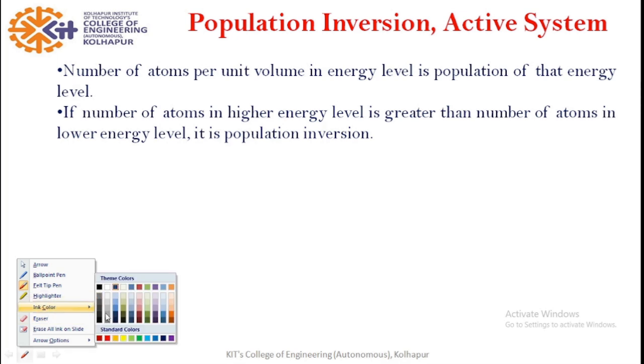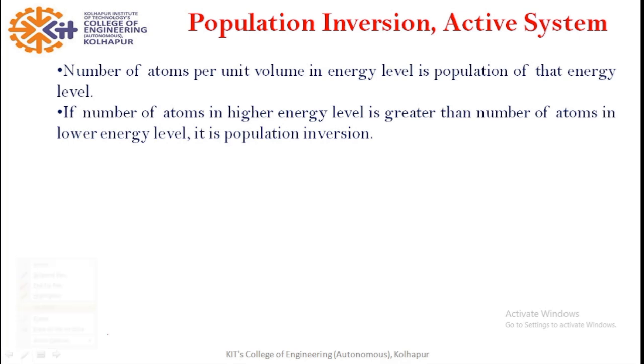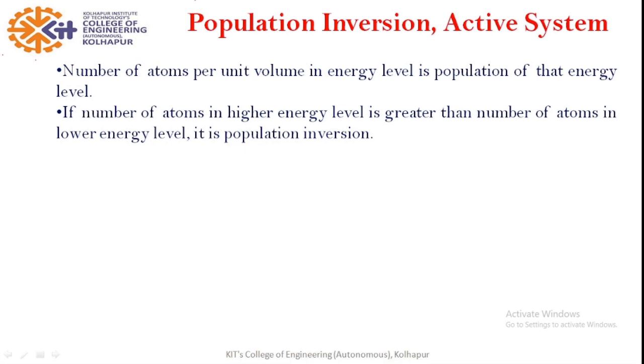Now naturally, N1 is greater than N2. But we require the number of atoms in the higher energy level to be greater than the number of atoms in the lower energy level. This phenomenon we call population inversion.